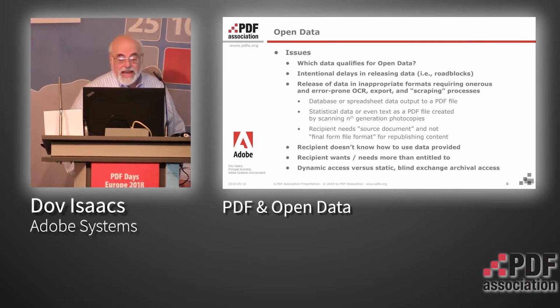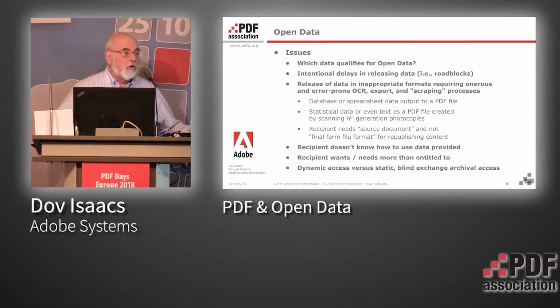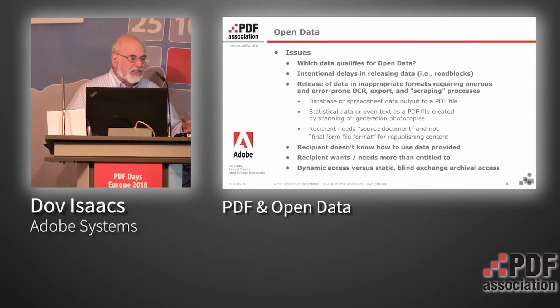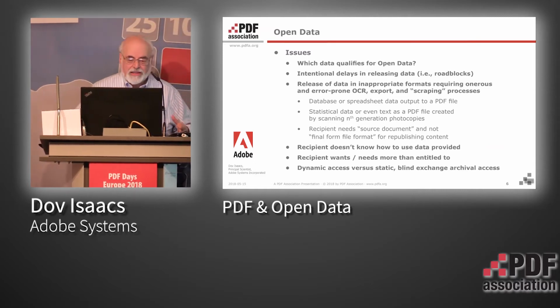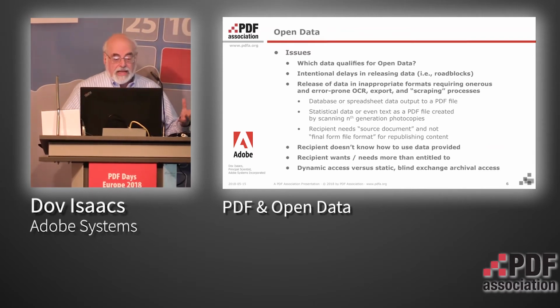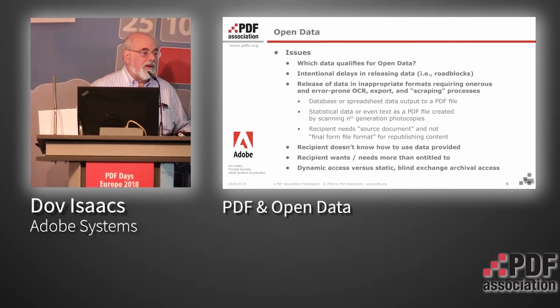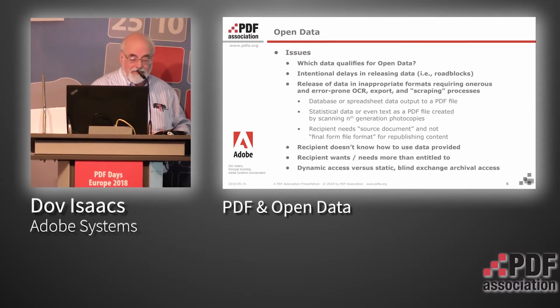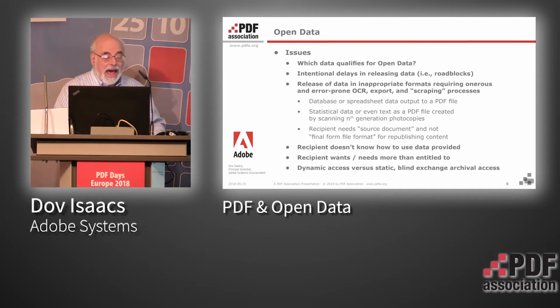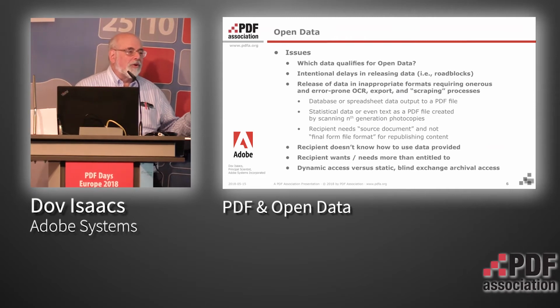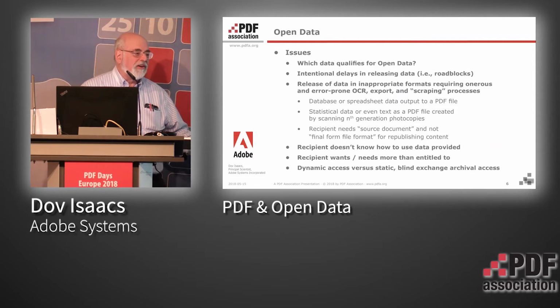Okay? Release of data in inappropriate formats, requiring onerous and error-prone types of things or scraping processes to get it. And this is where some of this "PDF is where data goes to die" thing comes from. Perhaps this data is released as a database or spreadsheet data output to a PDF file. Well, that's nice to look at visually, but if you want to do something with that data, it might be difficult. And in some cases, what happens is that organizations will print out something, photocopy it, scan that back in and make a PDF file, which is really difficult to deal with, okay?